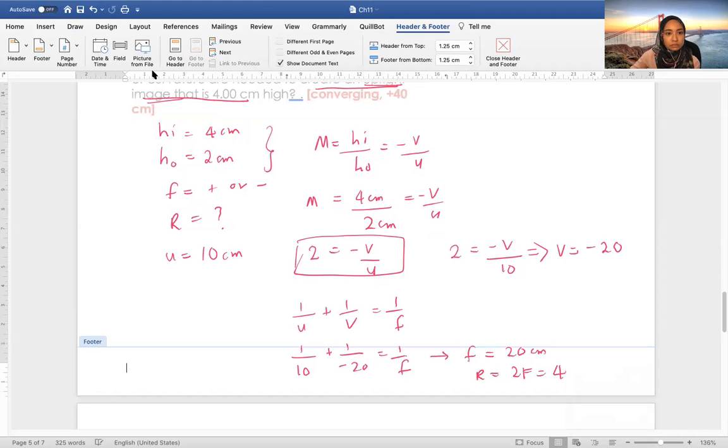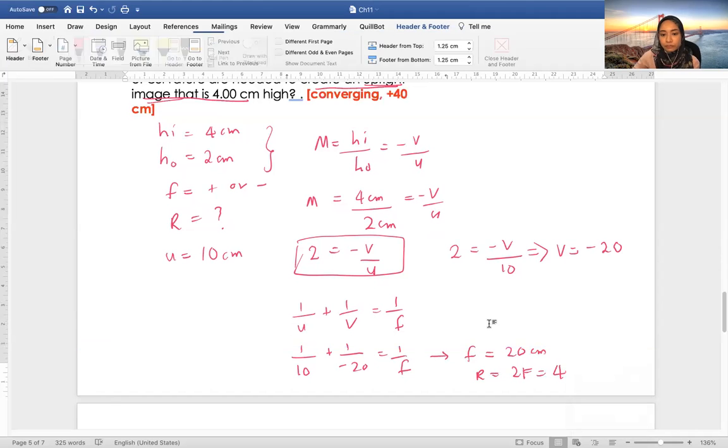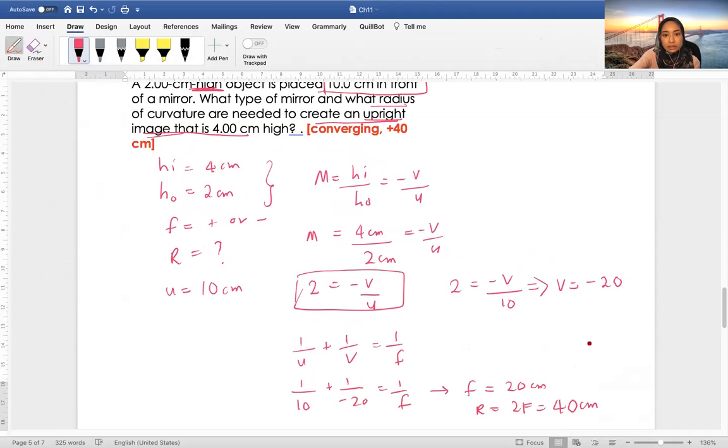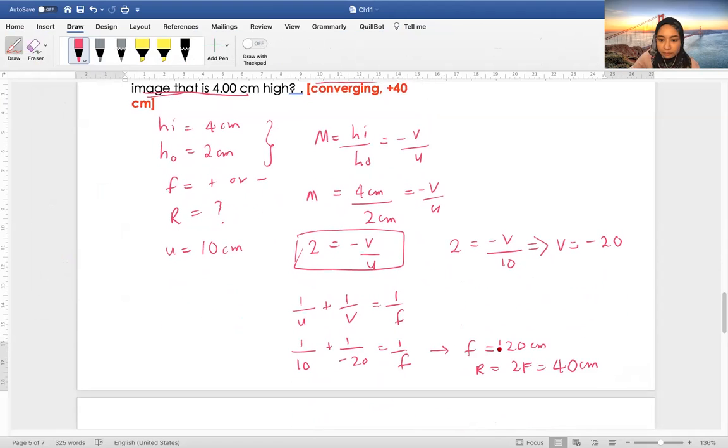So that is that. Okay. Any questions so far? Right? Yep. Okay. Converging. So focal point positive, positive 20 centimeters. So it's a concave or converging mirror. Concave mirror. Converging.